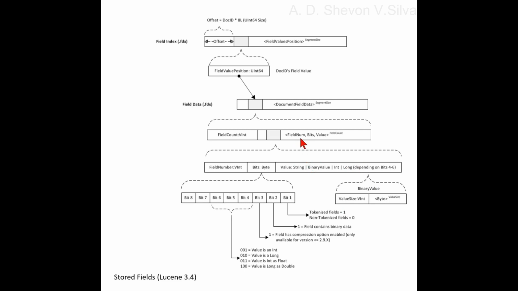Here are the field name, bits, and value, together with the field count. This section represents this area, and then the document field data segment size here.